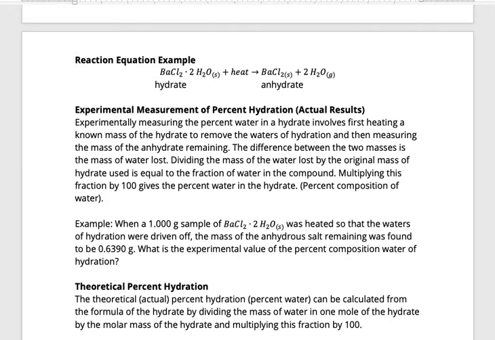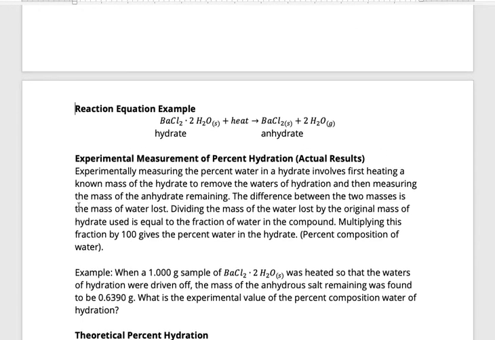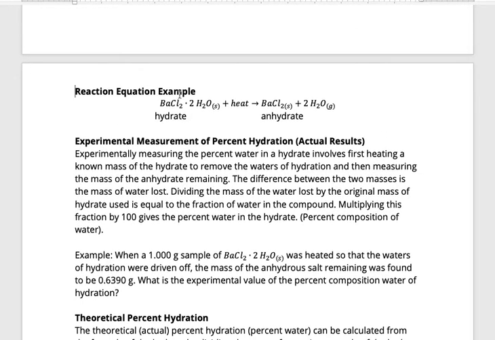We're going to start off with this example of barium chloride dihydrate. We have a barium chloride hydrate compound that has the 2 waters. We're going to heat it up, using a Bunsen burner and some various equipment, and then we'll get the anhydrate or anhydrous sample. So we have barium chloride only, and the 2 waters have evaporated off.